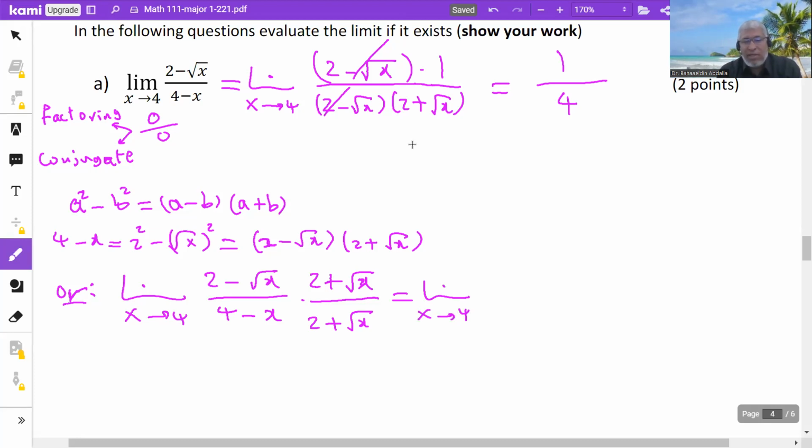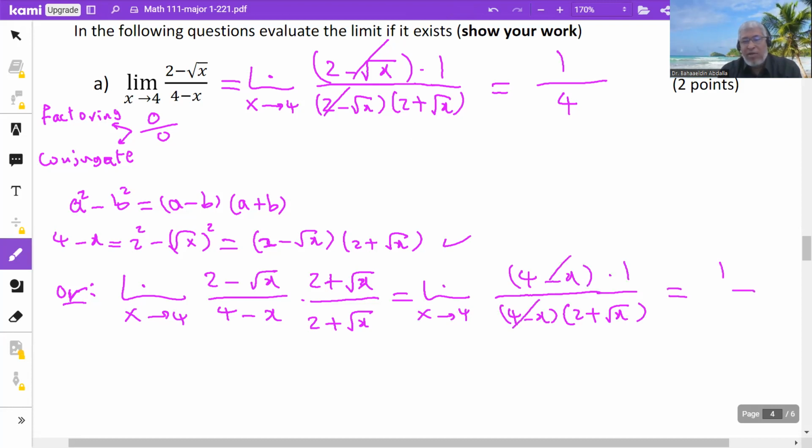So 2 minus square root of x times 2 plus square root of x, these two will give you, as you can see here, 4 minus x. And in the denominator, you will have 4 minus x multiplied by 2 plus square root of x. These two will be cancelled. You still have 1 in the numerator, and in the denominator, when you replace x by 4, 2 plus 2 is 4, so that's the answer.